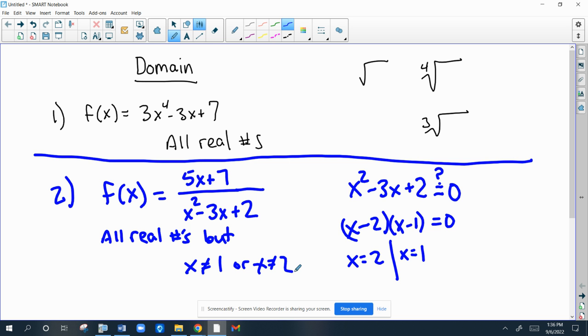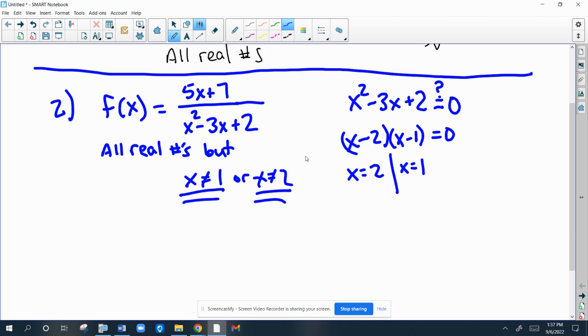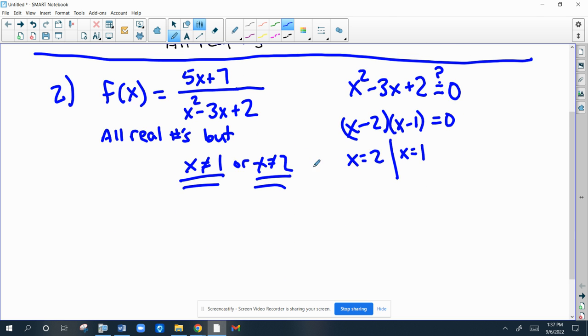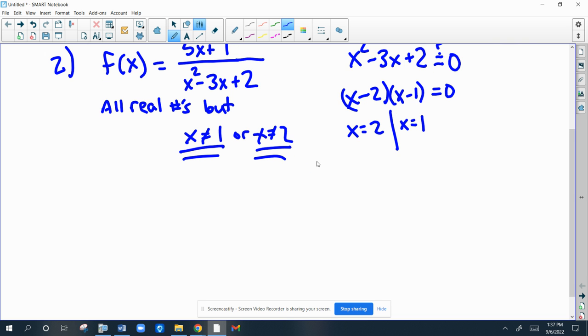Now, if you do a quick check, if you plug in 1 for x, you'd get 5 plus 7, which is 12, divided by 1 minus 3 plus 2, negative 2 plus 2 is 0. You would get 12 divided by 0, which you can't do. So 1 should not be included in the domain, and I did eliminate it. Same thing with 2. So basically, when you have a fraction, figure out what would make the bottom 0, and just state that that can't happen. So in this case, 2 values of x are not part of the domain.